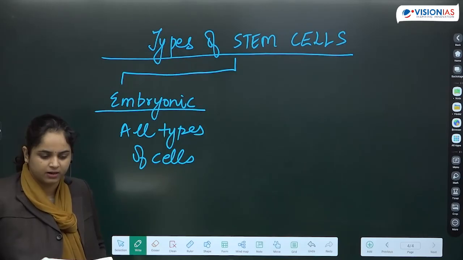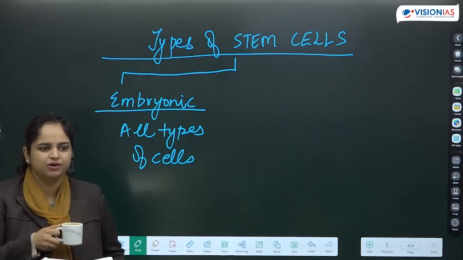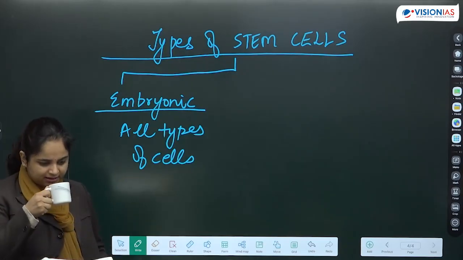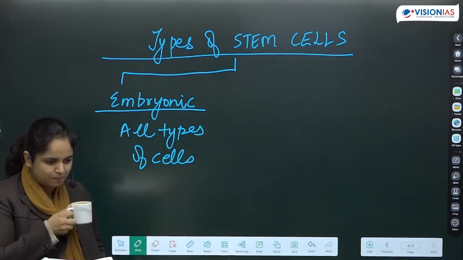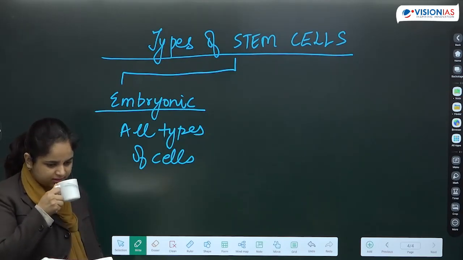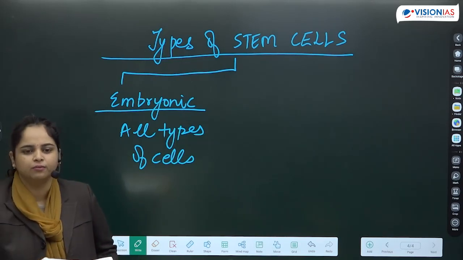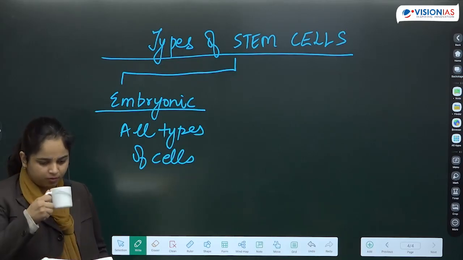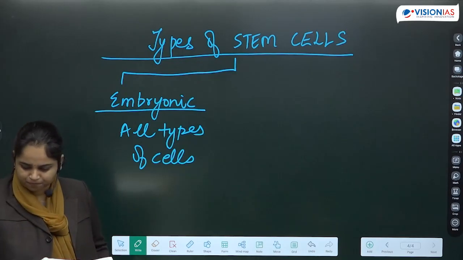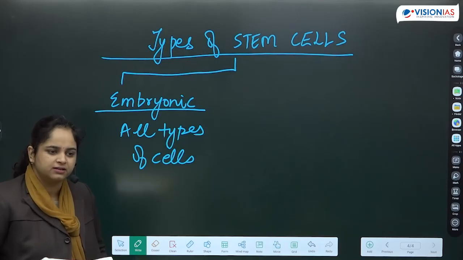You can write this in one line. Embryonic stem cells exist at the early stages of life, and can form all types of cells of the body.